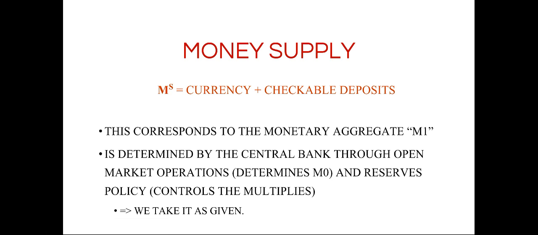So that controls M0. And the reserve policy, how much reserves the commercial banks are required to hold with the central bank, controls the multiplier and therefore controls the amount of M1. So we are going to take money supply as given without really talking about the details of how the central bank is making those decisions. And we'll talk a little bit more about the reserve requirements as we discuss China, for example, that uses it quite frequently.